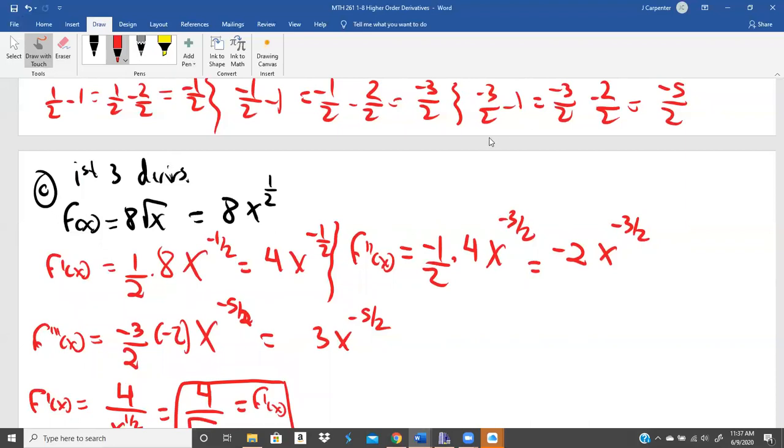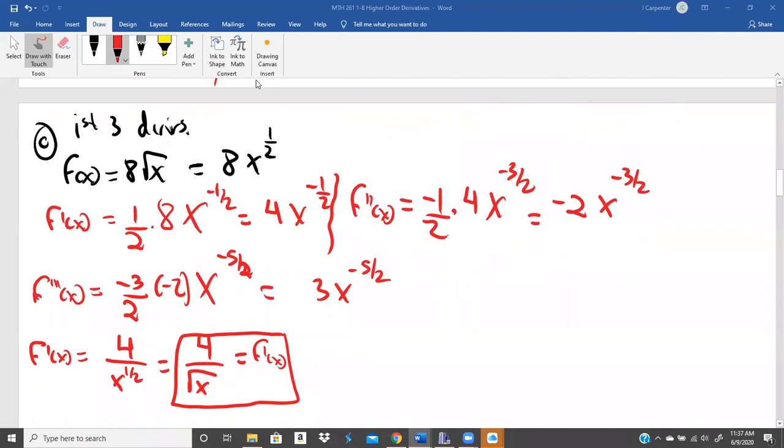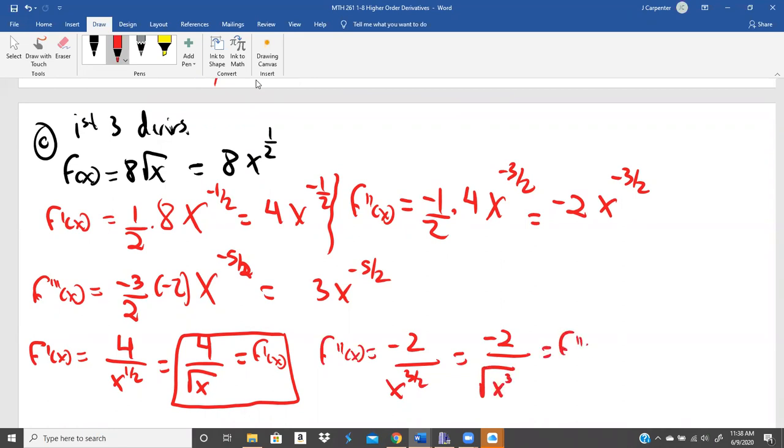And this is why I would hate doing a recorded lecture, because no one would have caught that until hours later. Okay, back to where we were, the f double prime of x. So that was the -2 x to the -3/2. So that's -2 over x to the +3/2, which we can write as -2 over, with the 3/2, the 2 means it's a square root of an x cubed. So that's our f double prime of x.